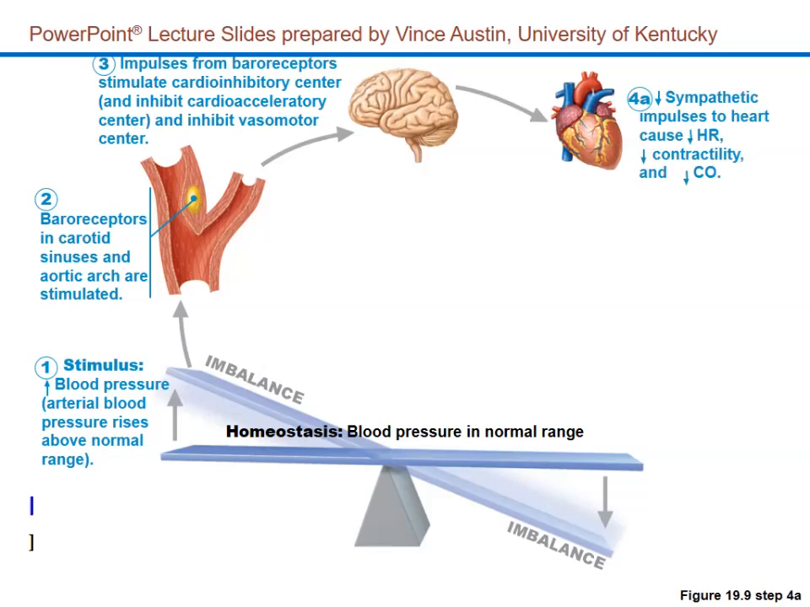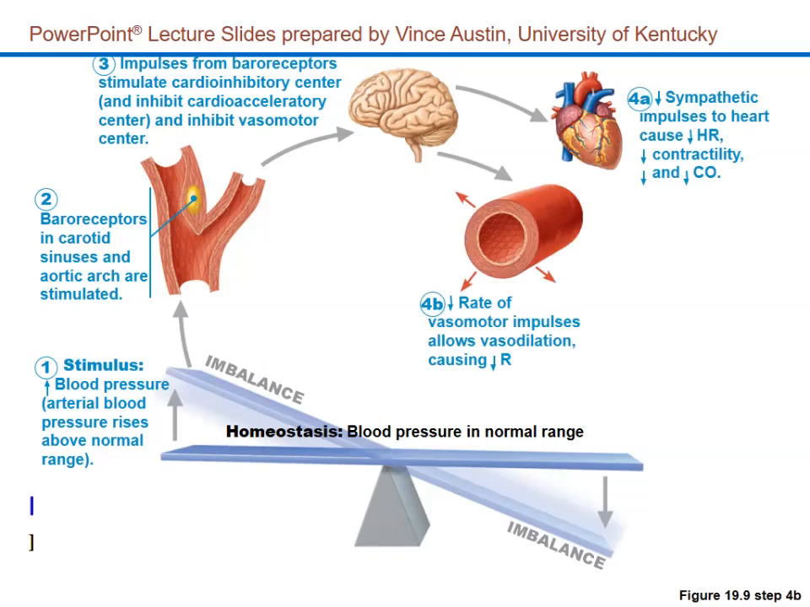Then we have a decrease in sympathetic impulses. I'm so sorry about that. This is the mechanism to fix it. So we decrease sympathetic output from the body, which would decrease the heart rate and contractility. And then the vasomotor impulses allow vasodilation. So that's one way we can cause a decrease in resistance.